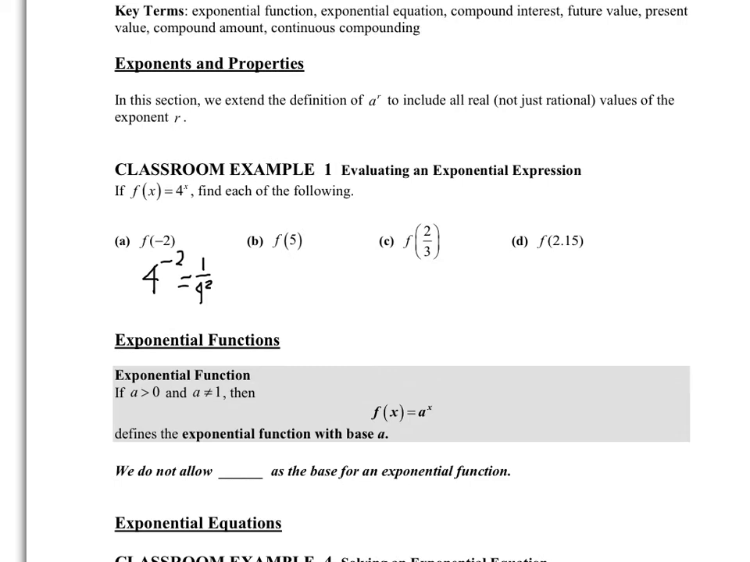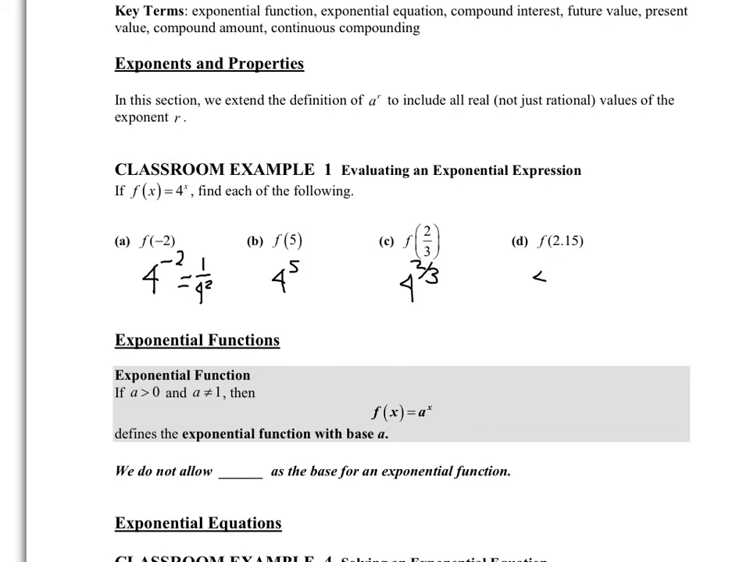Now, on B, that would be 4 raised to the 5th power, which would simply be 4 times 4 times 4 times 4 times 4. It's a pretty large number. I'm just going to leave it written in exponent form right now. If we have 4 raised to the 2/3 power on C, that is something that would be irrational, because that means we would be taking the cube root of 4, which is irrational, and then squaring it. We're just going to leave it with that fractional exponent.